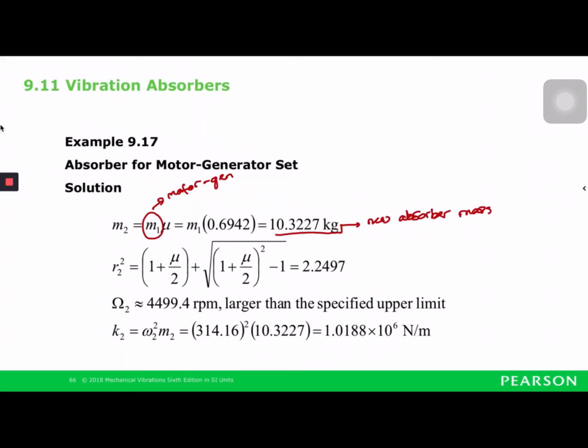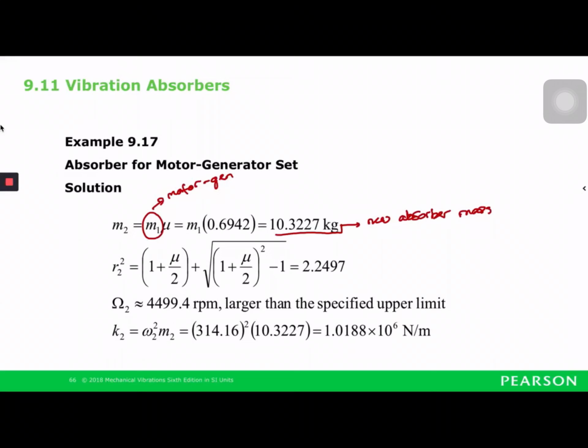Next is to find the suitable stiffness according to this mass. We can use this equation here. K2 is the new absorber stiffness. Omega 2 is again the operating condition, and M2 is the new absorber mass. So we can put that into the equation and we find K2 equals 1 times 10 to the power of 6 Newton per meter. Okay, so this is our new set of specifications for the new absorber, if we want the natural frequency to fall beyond the operating condition.